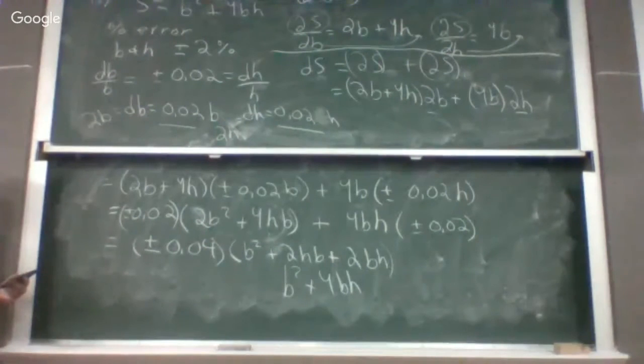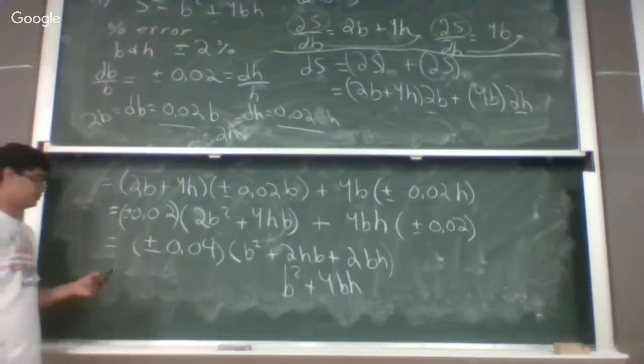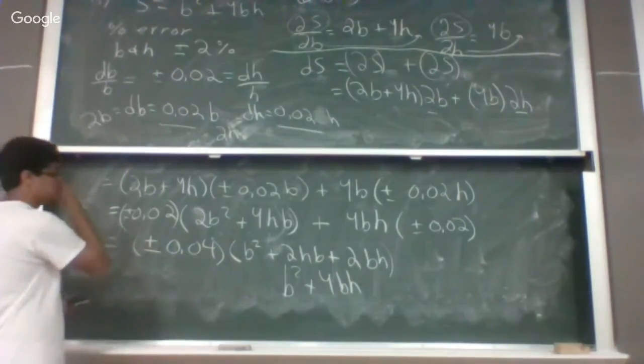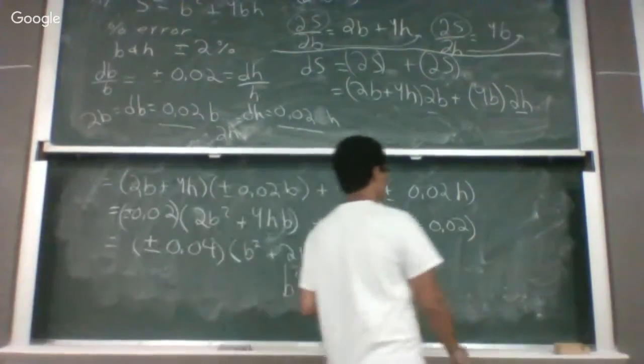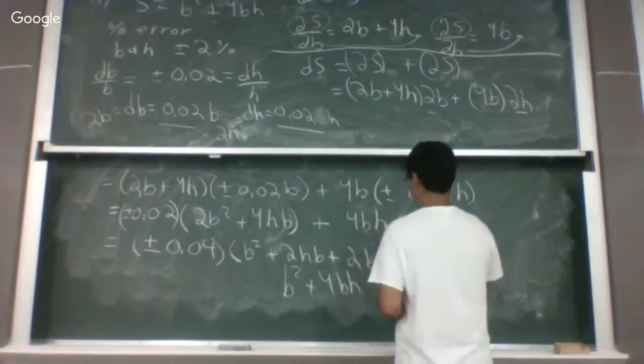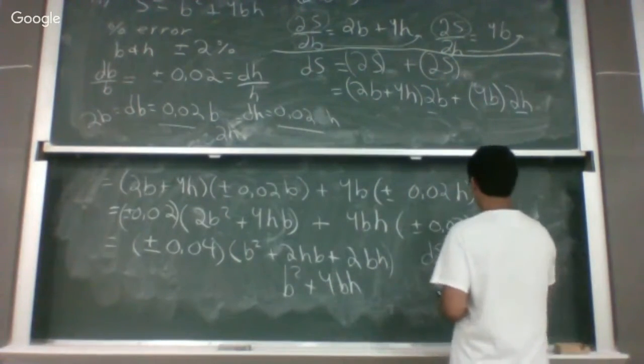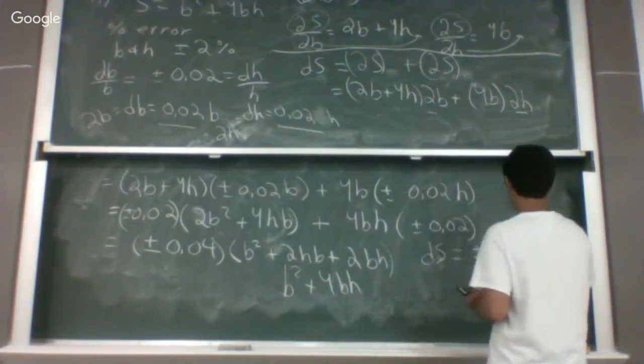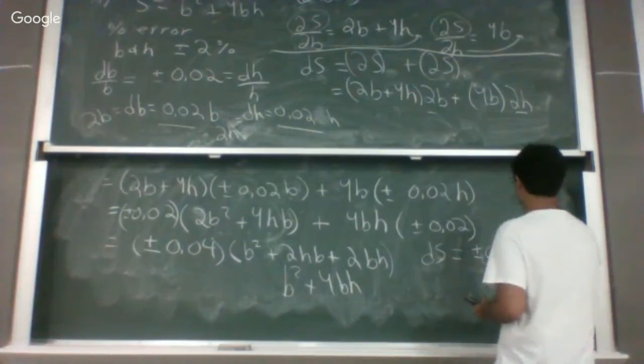What is that equal to? That is equal to x. Oh, look what we did. So then what is that? We have ds equal to plus or minus 0.04 times s.